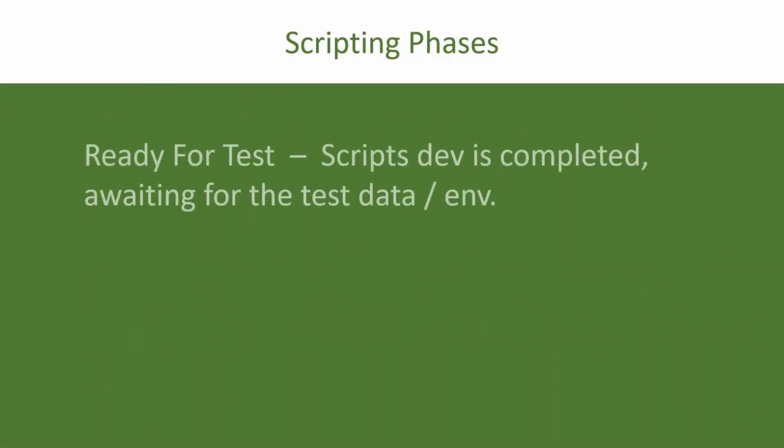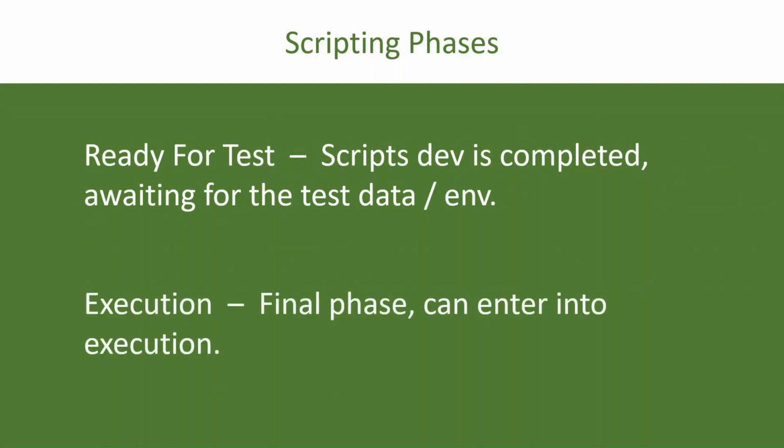Then the third phase is the ready for test phase. In this phase, the script development is completed, but we are waiting for test data, or maybe a different environment is coming in, and we would need to do the execution over there. So ready for test is the phase just before the execution phase, and then finally we have the execution phase, which is the final phase, where we enter into the execution part.